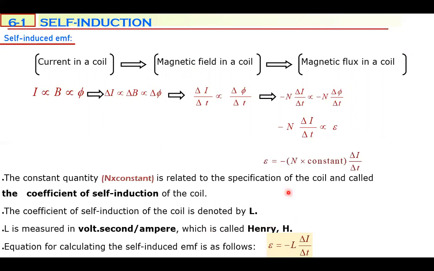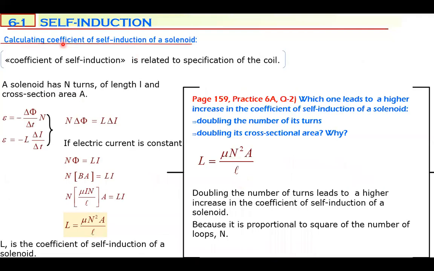Using this equation is not so hard. You just check whether the current is increasing or decreasing. If it is increasing, delta I will be positive. If decreasing, delta I will be negative. You multiply by L and divide by delta t, and you will find the self-induced EMF in the coil. But as I said, this coefficient of self-induction depends on the specification of the coil. By using Faraday's law of electromagnetic induction and the second law, which is about self-induction, we can make these two equal, and then we can get an equation which can be used to calculate the coefficient of self-induction of a solenoid.